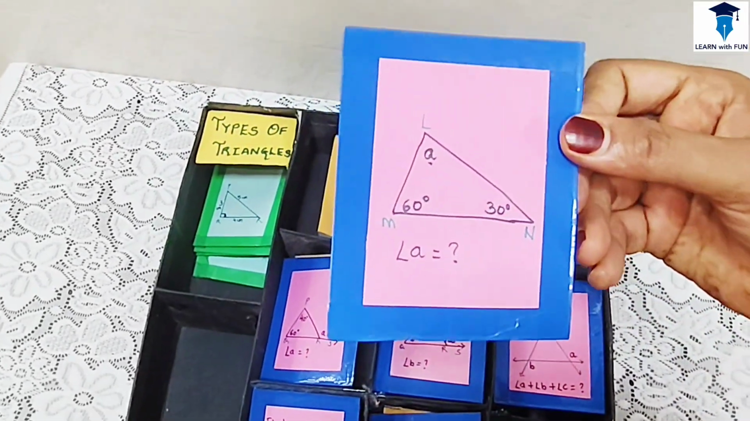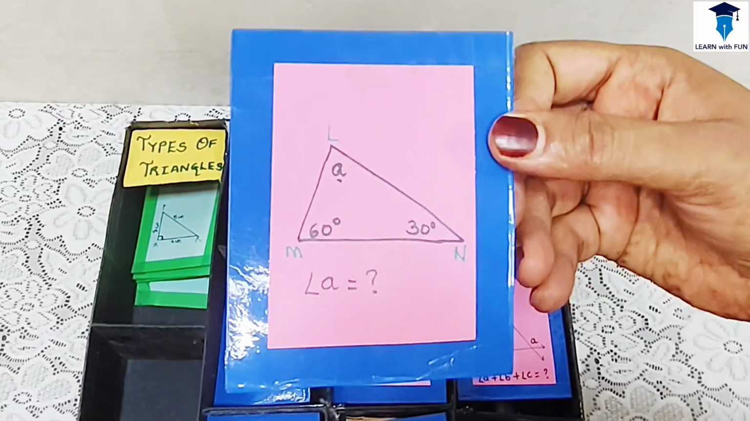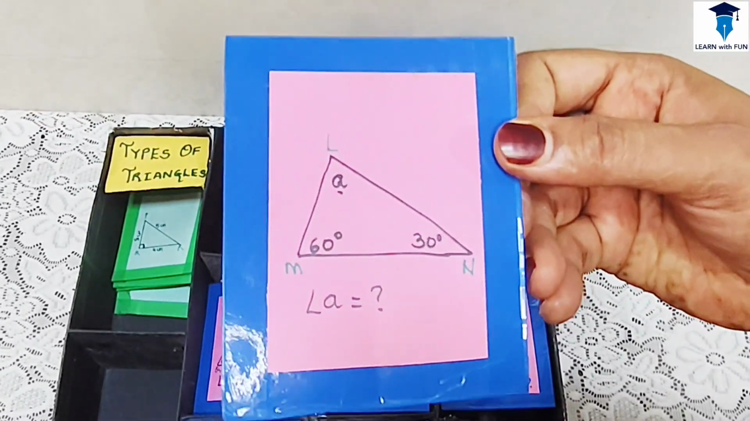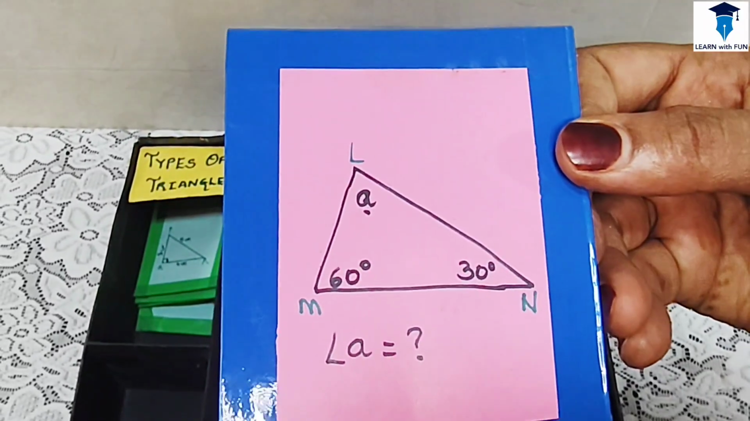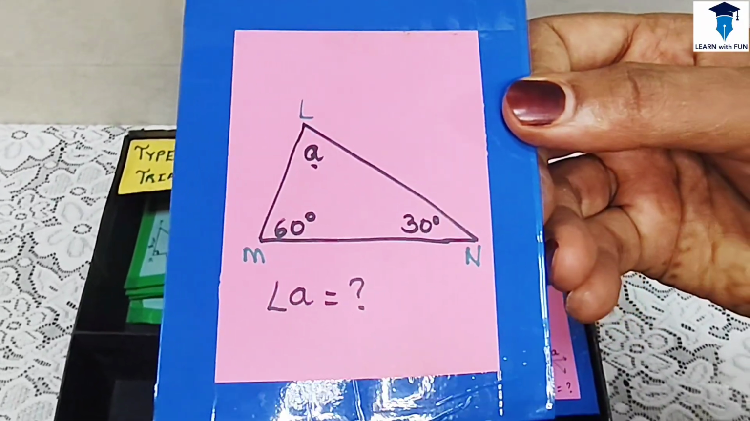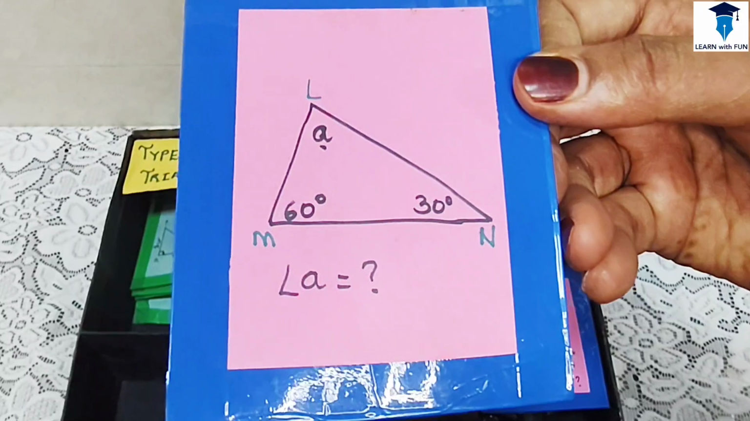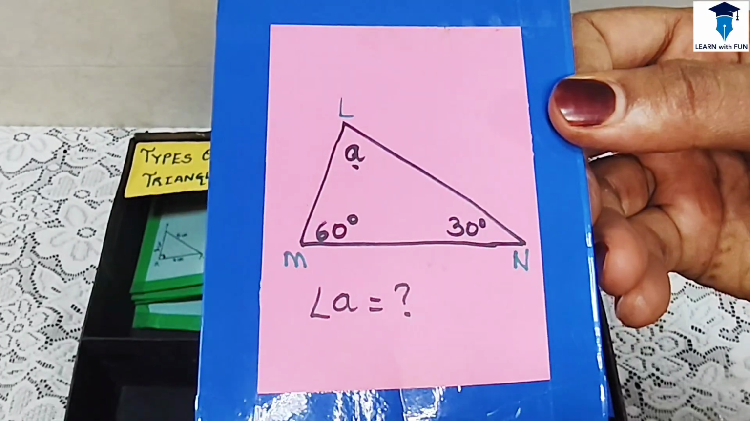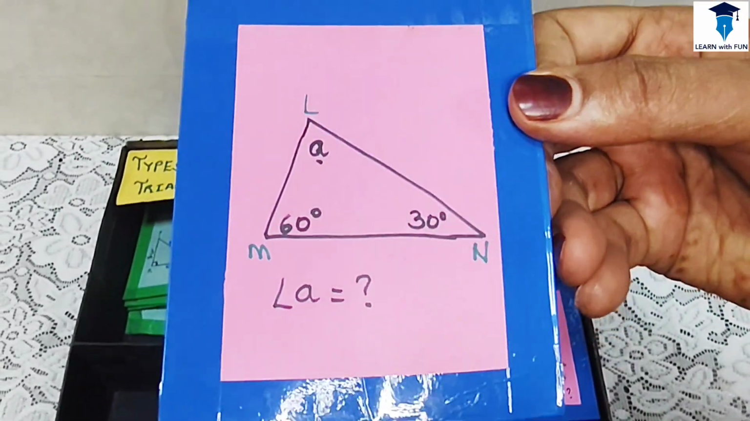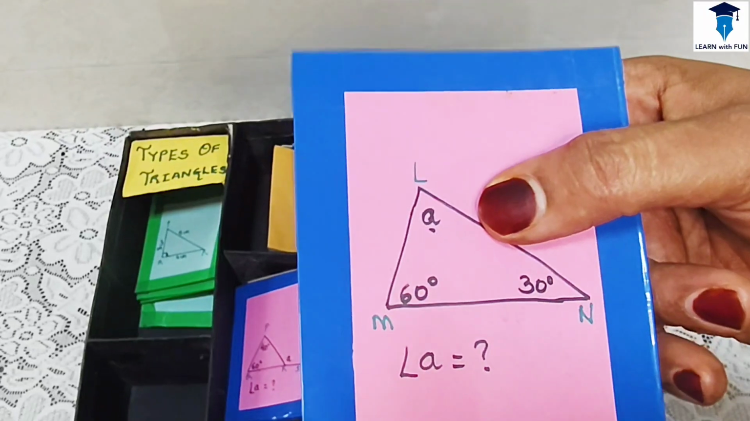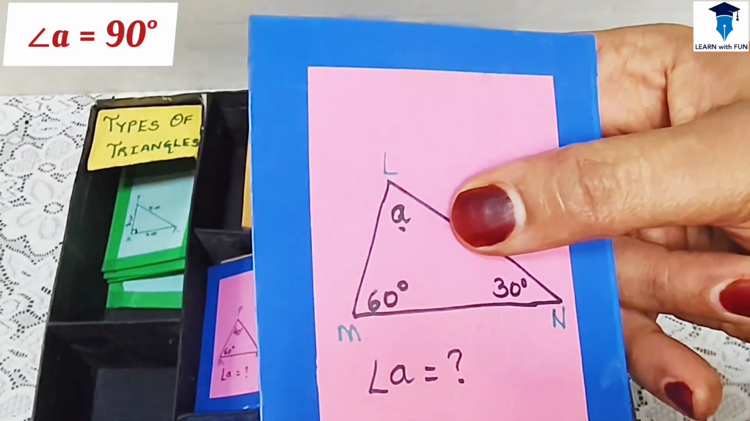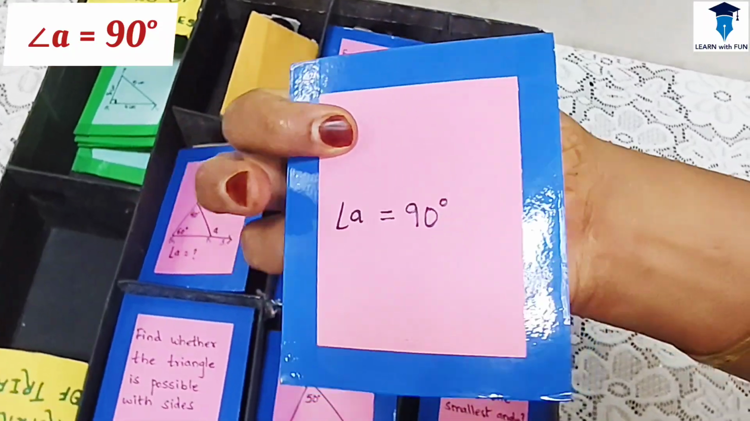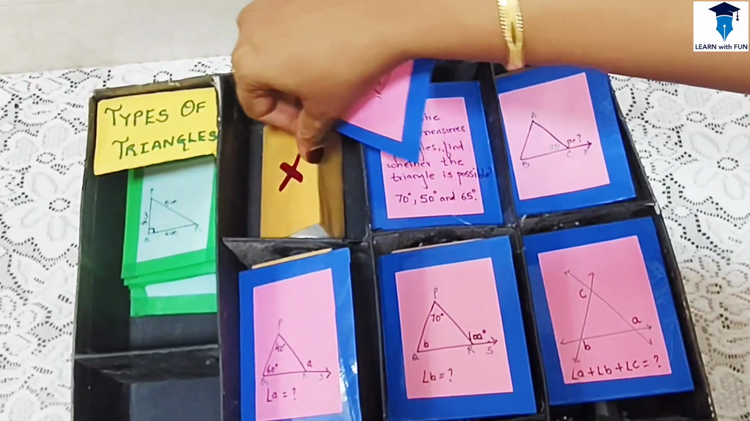Here a triangle LMN is there and the measure of angle M is 60 and the measure of angle N is 30. So using the angle sum property, the child definitely knows that the sum of all angles of a triangle has to be 180 degrees. So 60 plus 30 is 90. So 180 minus 90, that measurement of angle L has to measure how much? 90 degrees. Yes, the answer is correct. So he will be able to place X here.